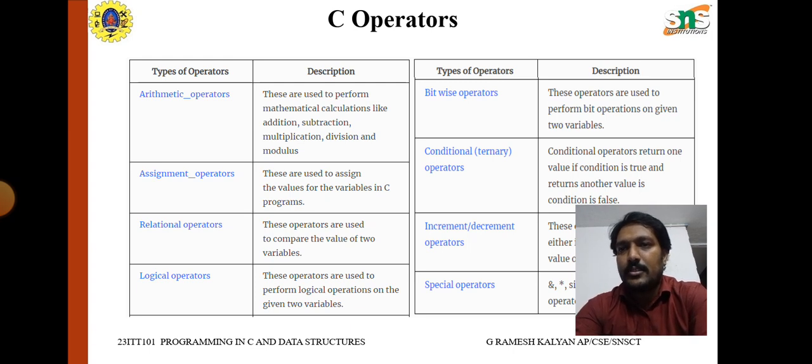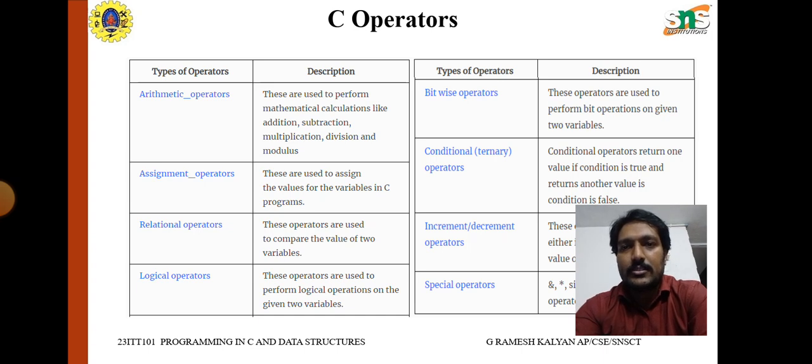So arithmetic operators are used to perform mathematical calculations like addition, subtraction, multiplication, division, and modulus. Assignment is used to assign the values. Relational operators are used to compare the values of two variables. The logical operators are used to perform logical operations on the given two variables. Then the bitwise operators are used to perform bit operations on given two variables. Then the conditional or the ternary operator.